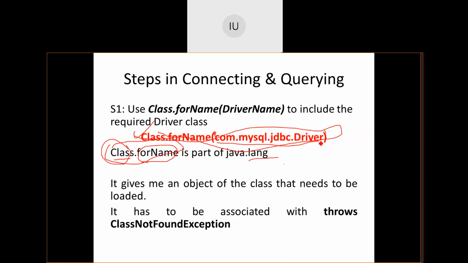So the relevant class name has to be passed as part of the parameter for this forName function of the class. Once you have called this, what this class does is it simply loads the class that you want, and it returns an object of the class. Normally we write it like this: Class.forName. All of you please take down this Class.forName in brackets.